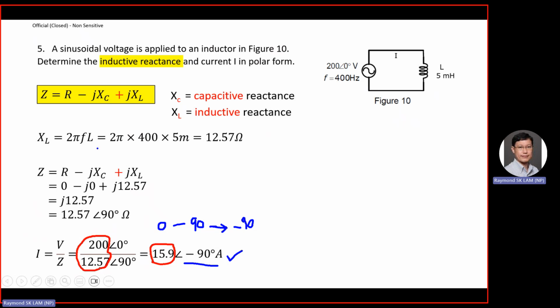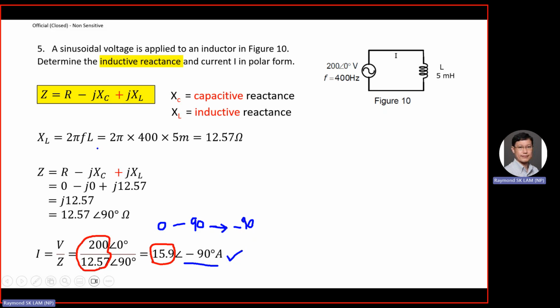And maybe I just write the formula here. You only study series circuit in this module. The general formula for you to calculate the impedance is this one. And XL is what? This is XC. So XC, the formula is 1 over 2 pi F capacitor, correct? XL is 2 pi FL. Yeah, that's all. Okay, so basically the formula is all here.